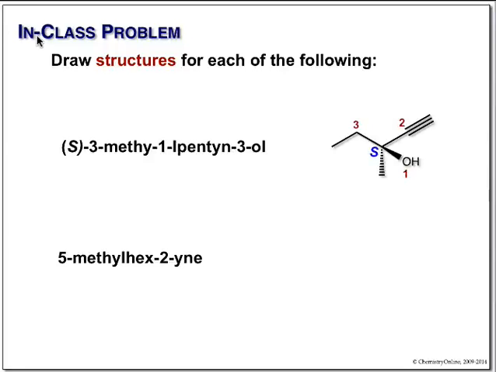And our last example for nomenclature, 5-methyl-hex-2-yne. So we're dealing with a 6-carbon chain. In carbon number 2, we have a triple bond, and in carbon number 5, we have a methyl group. No stereochemistry to worry about. It simply looks like this. 1, 2, 3, 4, 5, 6. There's our parent. 2 alkyne, 5 methyl.